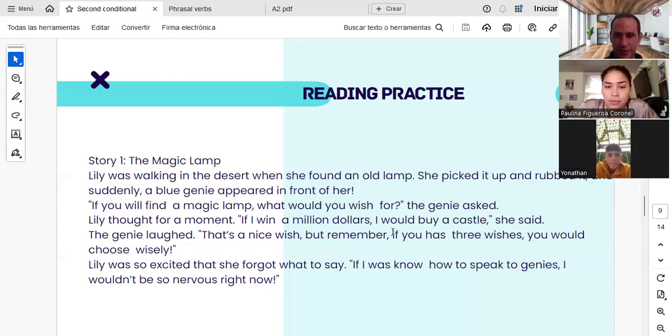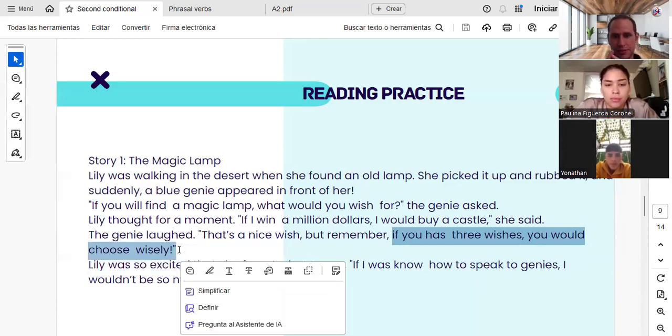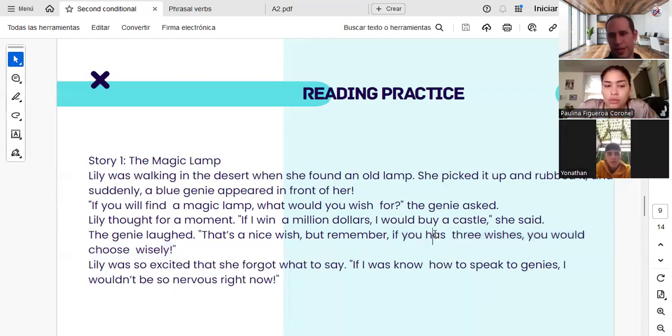Okay, this one. If you has 3 wishes, you would choose wisely. If you has 3 wishes. It's had, not has. If you had 3 wishes. Okay, yes, that's true. Had in past simple. Well done. And the last one.